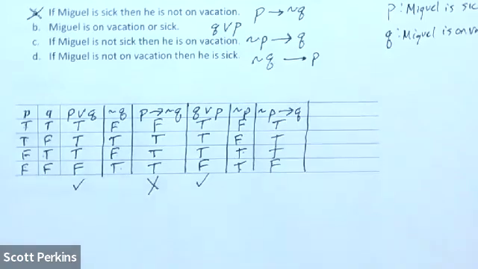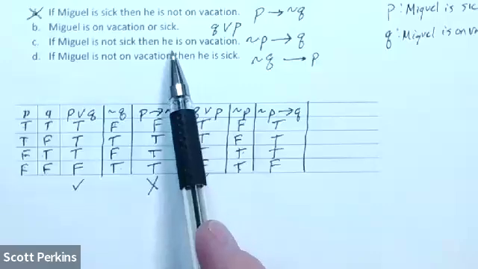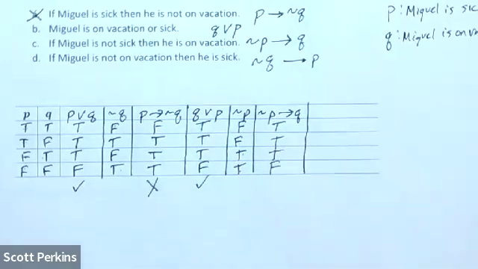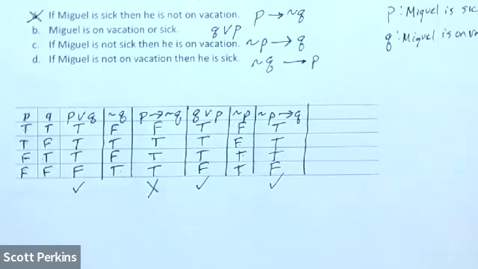So after you've written that down, make this determination. Is saying, if Miguel is not sick, then he is on vacation, the same thing as saying Miguel is sick or on vacation? Do those have the same meaning? Yes, because the columns are the same. But notice the words are completely different, right? But logically, you are communicating the same thing.